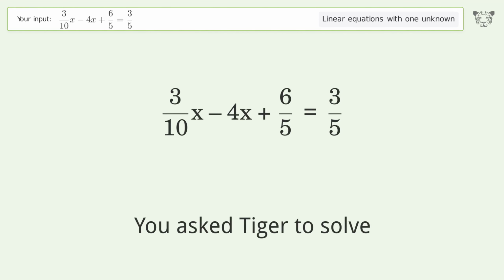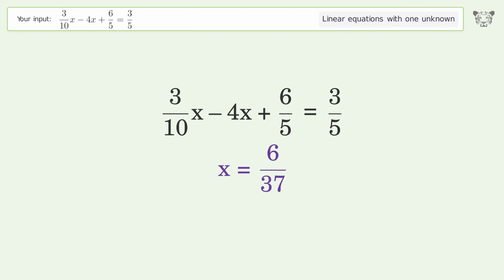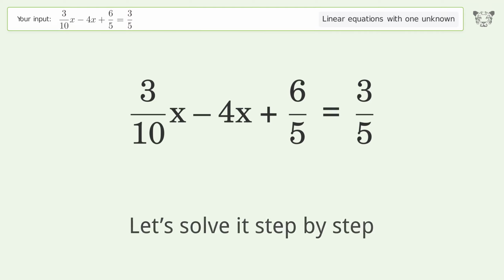You ask Tiger to solve this. This deals with linear equations with one unknown. The final result is x equals 6/37. Let's solve it step by step.